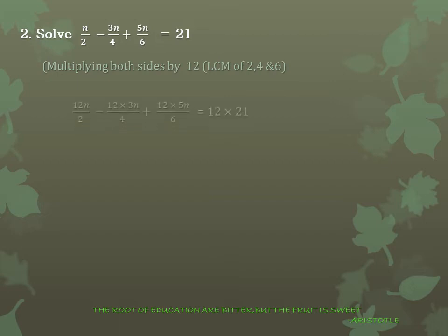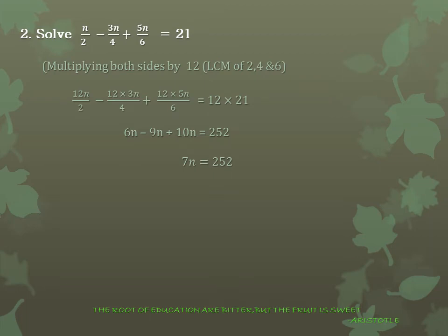Therefore, our new equation becomes 12 into n by 2 minus 12 into 3n by 4 plus 12 into 5n by 6 is equal to 12 into 21. Don't forget to multiply this RHS also. Okay. Therefore, our new equation becomes 6n minus 9n plus 10n is equal to 252. By solving, you will get the value of n as 36.